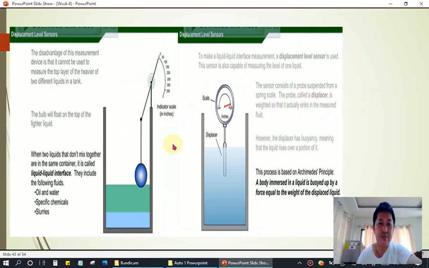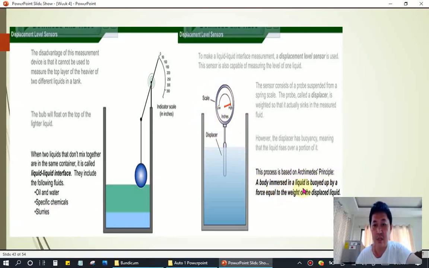But here, when two liquids that don't mix together are in the same container, it is called a liquid interface. They include the following: fluids, oil and water, specific chemicals, and slurries. So we also have here the analog reading. This process is based on the Archimedes principle.